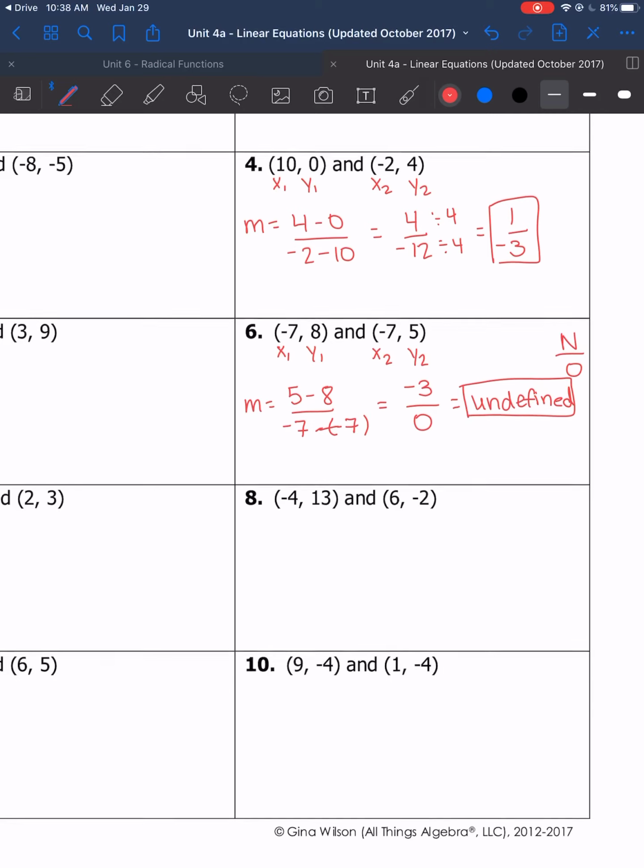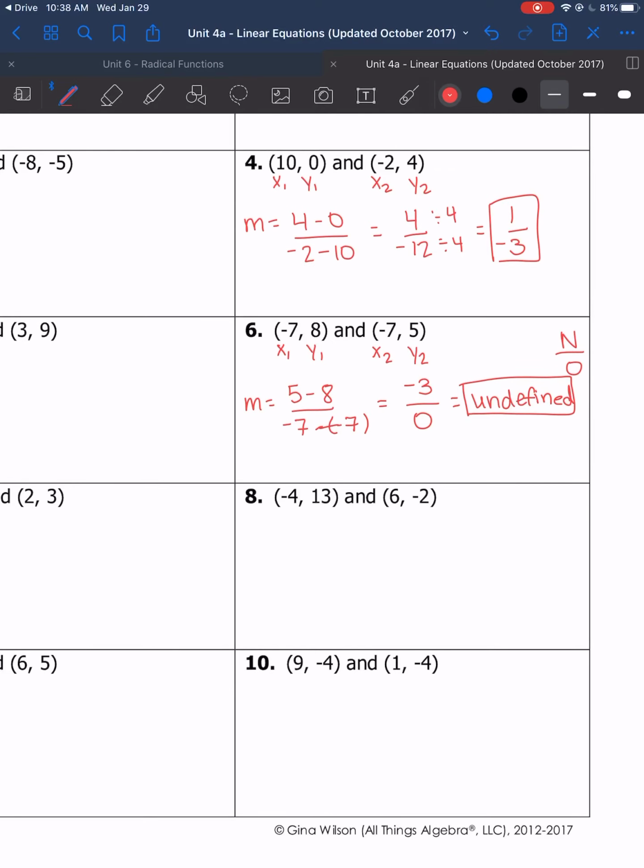Moving on to 8. I'm going to label x1, y1, x2, y2. So I have m equals -2 minus 13 over 6 minus a -4. So -2 minus 13 gives me a -15. And then 6 minus a -4, so you end up adding them and it gives you a 10. And you're going to divide them both by 5. So I get a -3 over 2. Remember to make sure you simplify your fractions.